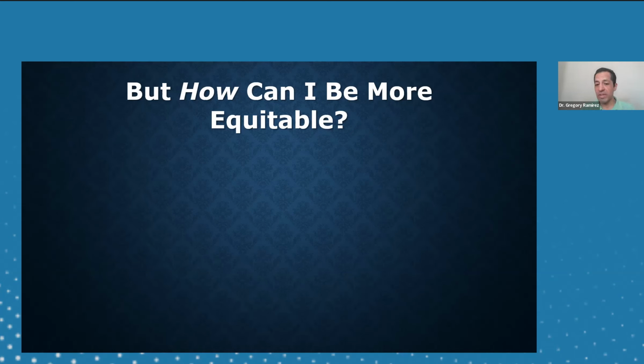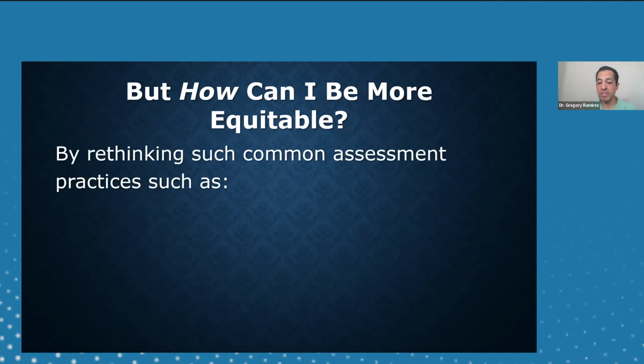And fortunately, I've encountered some literature that has steered me in this direction, and by being able to network, a bunch of different sources right here. I would just say the place to start is simply by rethinking some of the common assessment practices that we do.